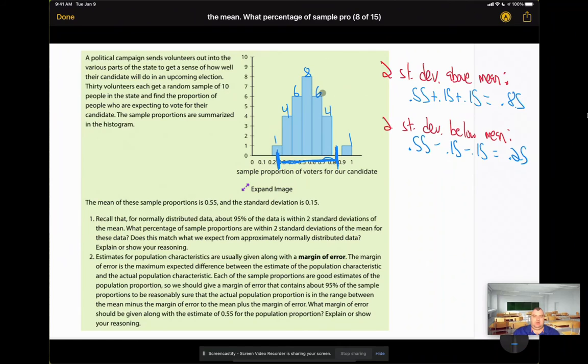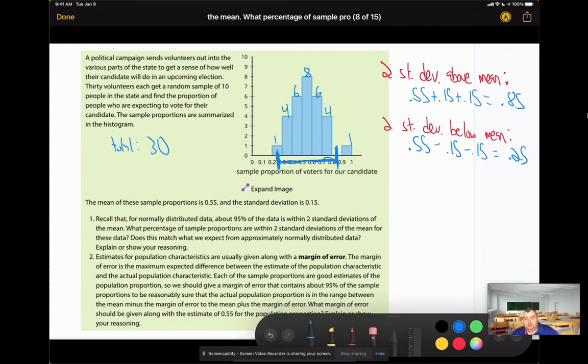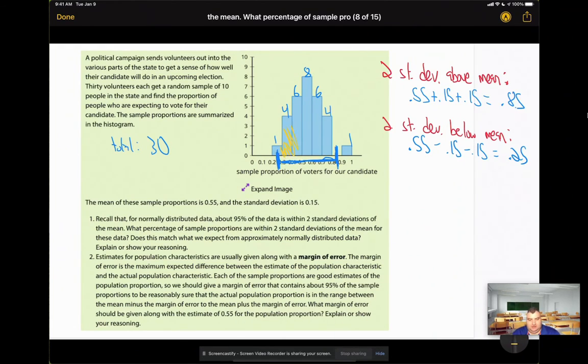So this will be 12 plus 8 is 20, 24, 28, 29, 30. So the total amount of data is 30. And whatever's in the middle of that interval, everything I'm shading in yellow, is within 2 standard deviations of the mean.